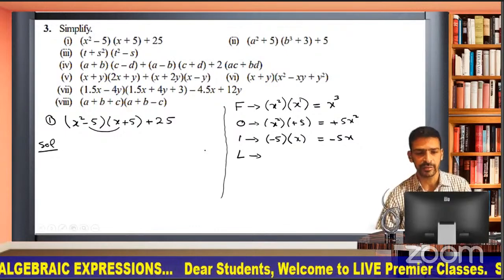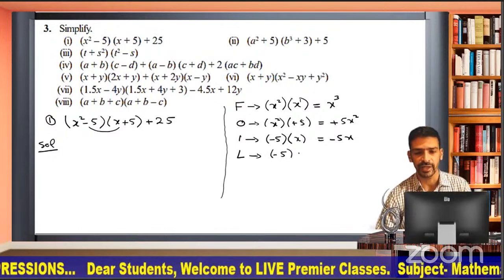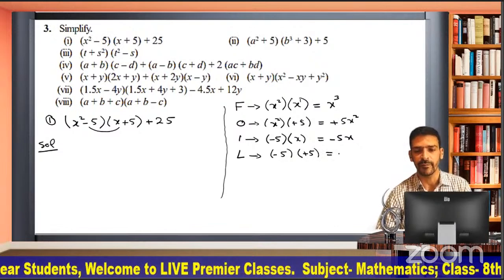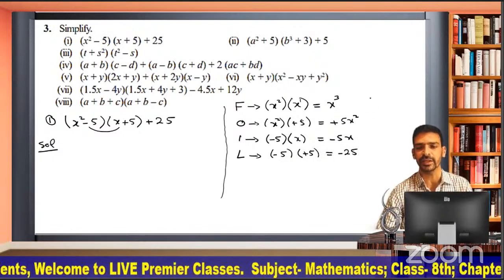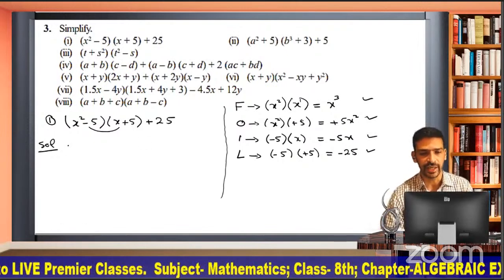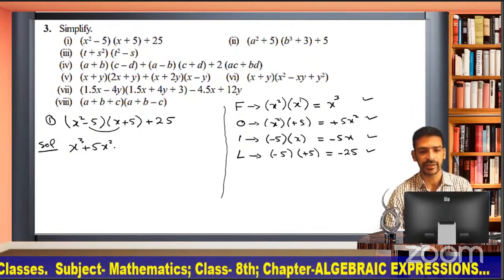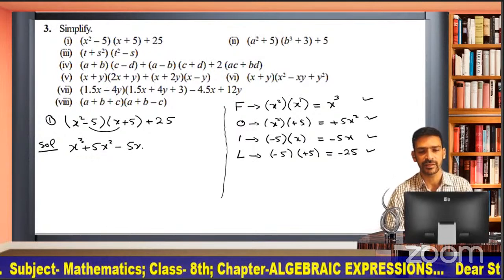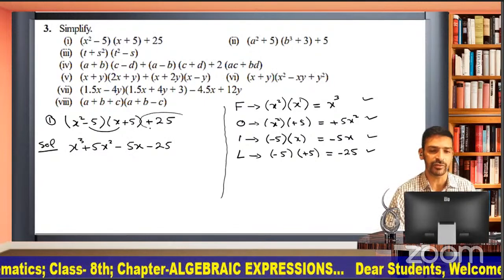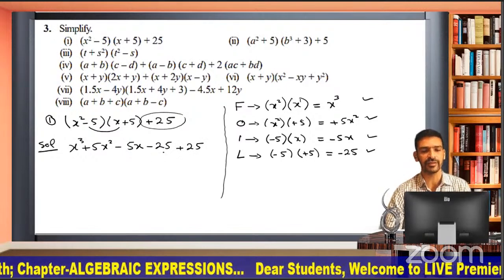And in the last terms, this is the last term of the first expression, -5, and the last term of the second expression, +5. We have -25. These are our results. Third term and fourth term, we write it here: x cube plus 5x square minus 5x minus 25, and at the end we have this 25 plus 25.